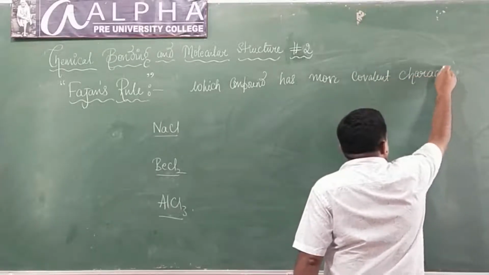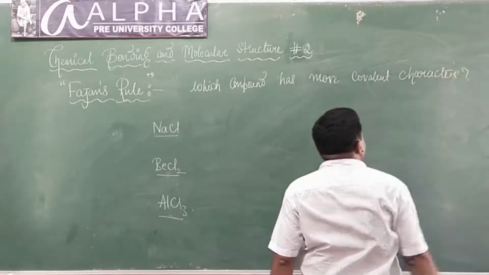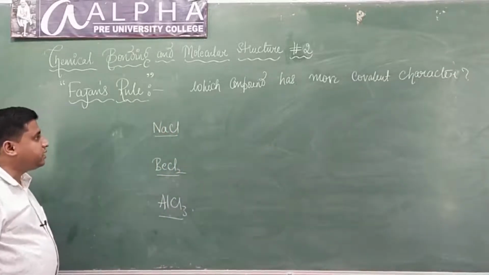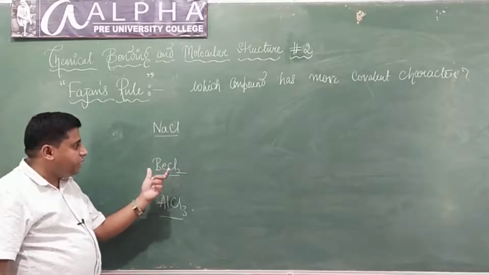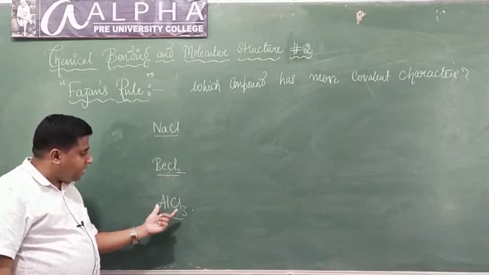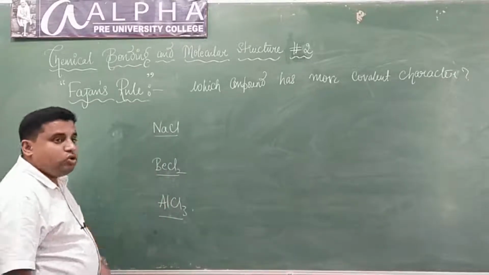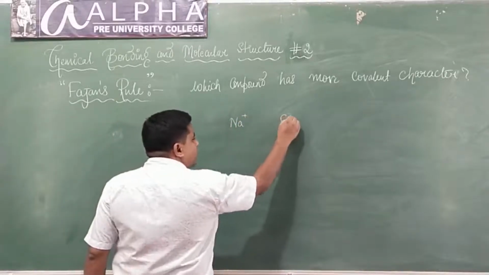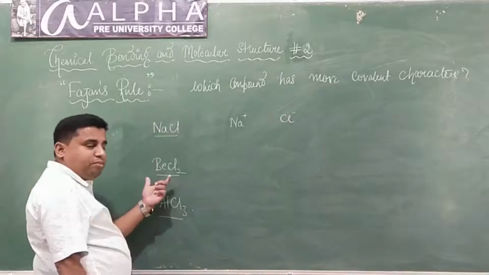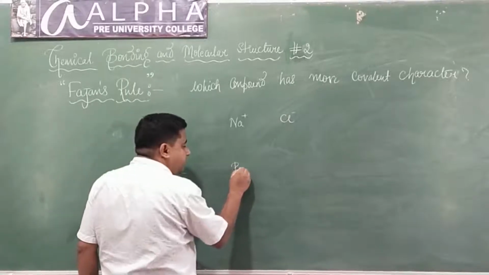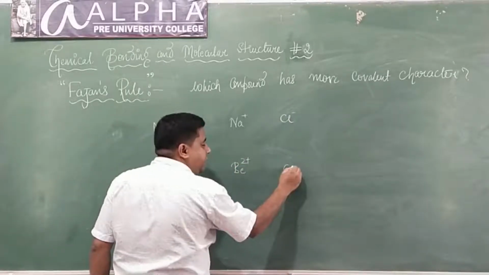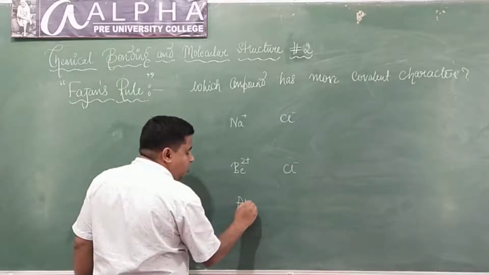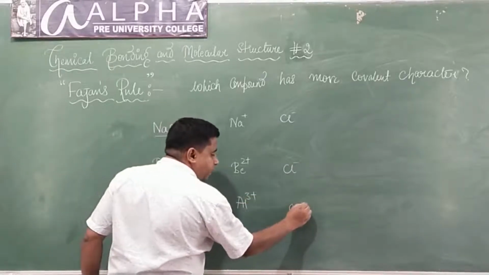Okay, more covalent character. So you have to apply Fajan's rule. Which compound has more covalent character? We have sodium chloride, beryllium chloride and aluminium chloride. Sodium chloride is formed by sodium ion and chloride ion, beryllium chloride by beryllium ion and chloride ion, and aluminium chloride by aluminium ion and chloride ion.